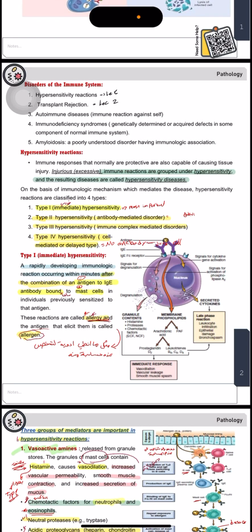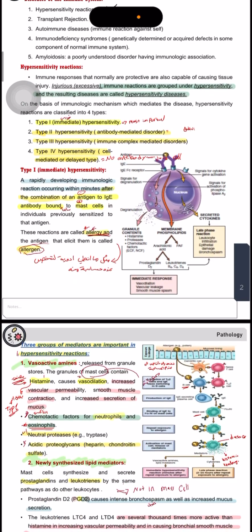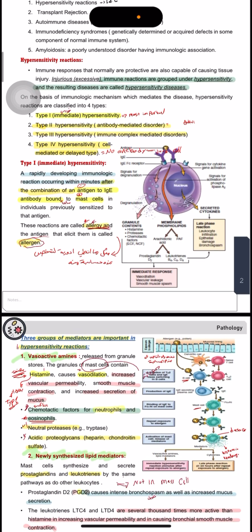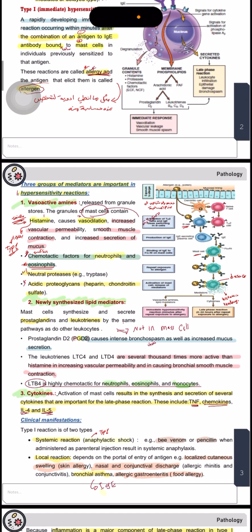Okay. Disorders of the immune system: hypersensitivity, transplant rejection, autoimmune disease, immune deficiency, and amyloidosis. Let's take hypersensitivity reactions. We know all the types, but type 1 will be rapid, as we see here.